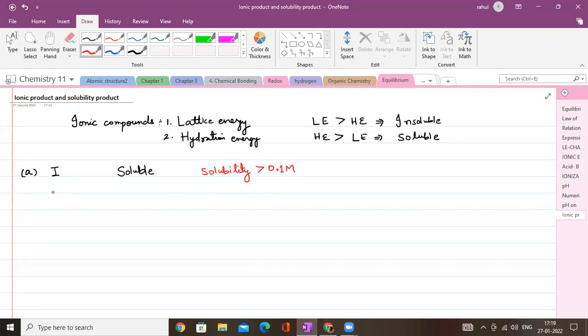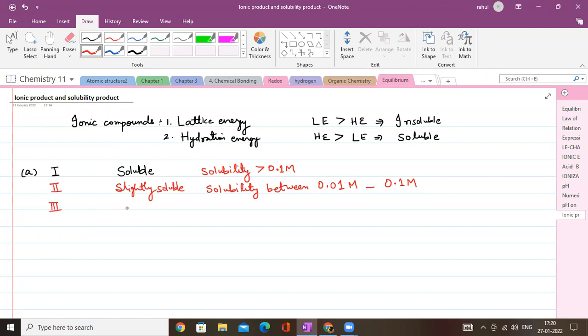Now, number two is the salts which are slightly soluble. When I'm talking about slightly soluble, there is a range for solubility, and that solubility is between 0.01 molar to 0.1 molar.